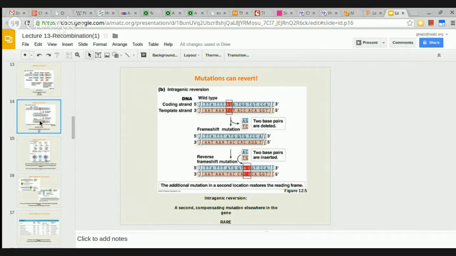So this is a second compensating mutation elsewhere in the gene. It's intragenic reversions. It's quite rare as well. But it does occur, that I've seen.